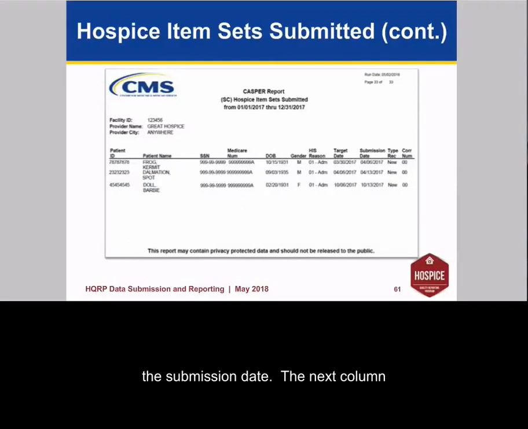The next column indicates the type of record that was submitted. The type of record values that we could display in this column are new, modification, or inactivation. Finally, the last field on the report contains the correction number value. A new record will always have a correction number of 00 since it's the first version of the record submitted for the patient. The correction number will increment by 1 each time a correction for the original record is submitted.